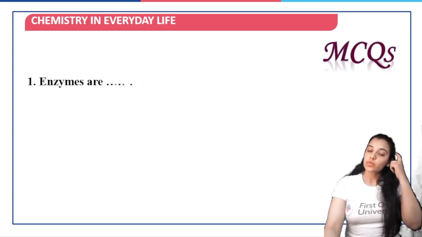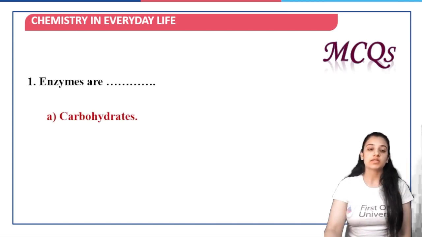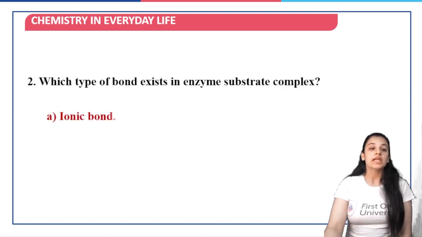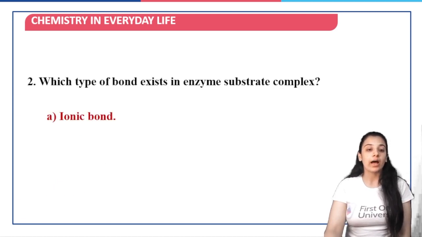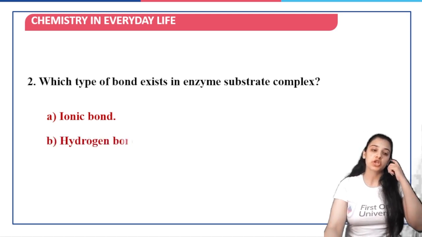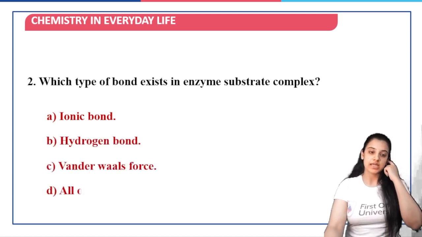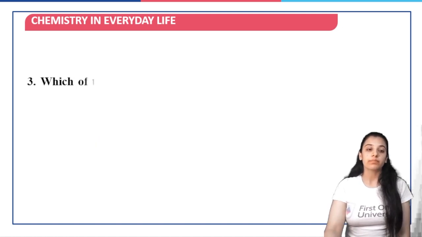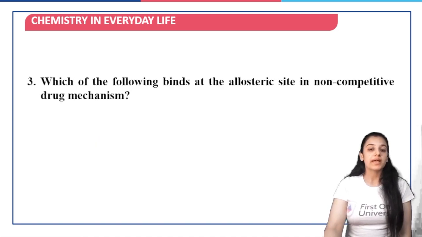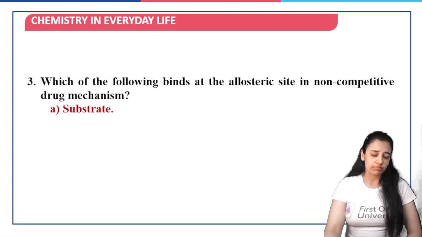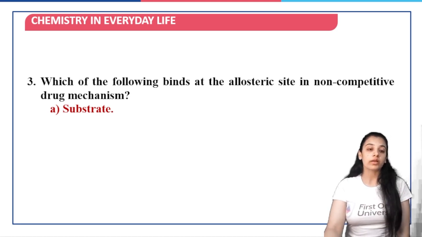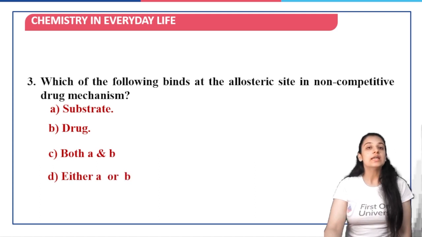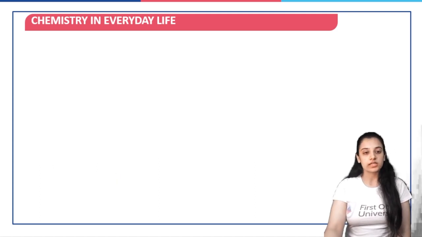So based on this, let's quickly have a look at a few MCQs. Enzymes are carbohydrates, proteins, right? Option B is the correct answer. Next, which type of bonds exist in the enzyme substrate complex? Ionic bond, yes. Hydrogen, yes. Van der Waals force, yes. So all of these, option D is the correct answer. Third question, which of the following binds at the allosteric site in the non-competitive drug inhibition? Substrate, drug, both A and B, or either A or B. The drug is the answer, so option B is the correct answer.